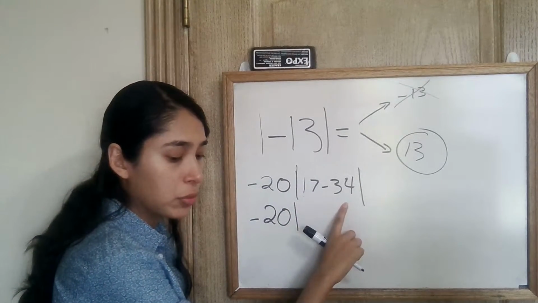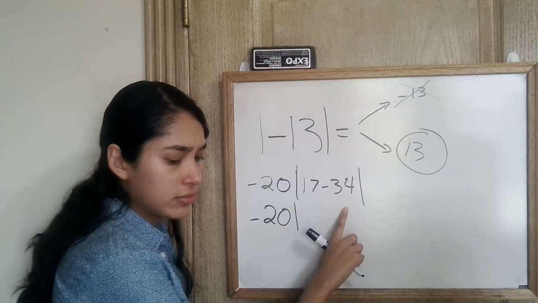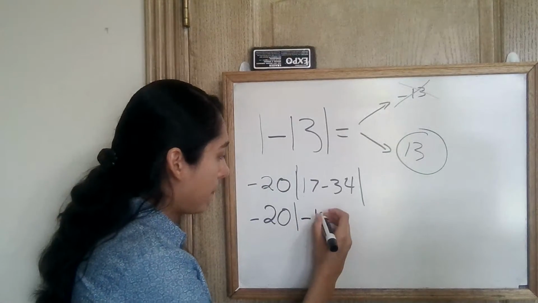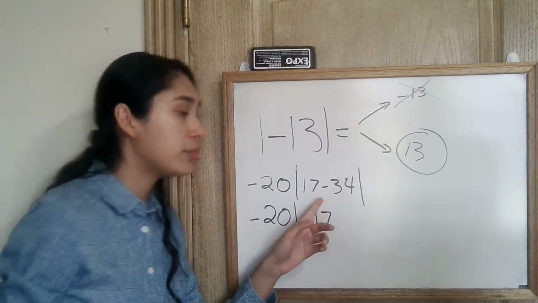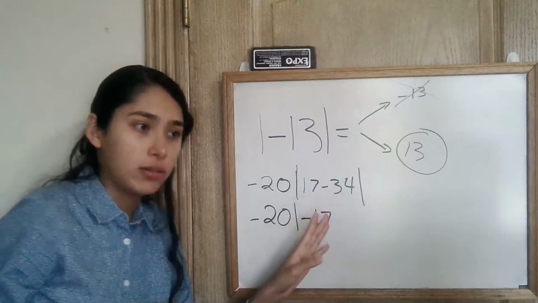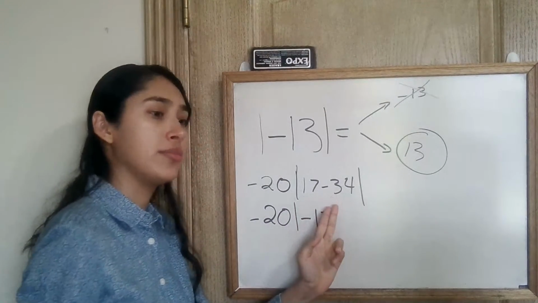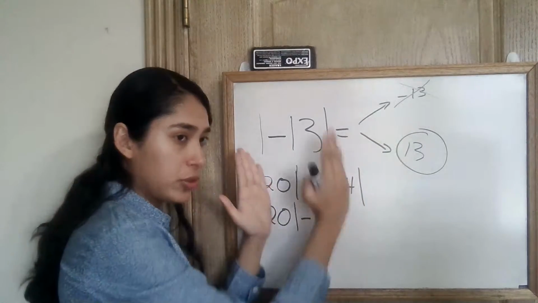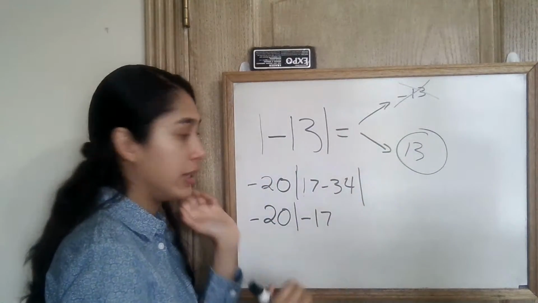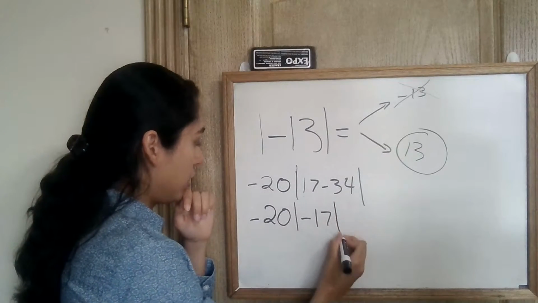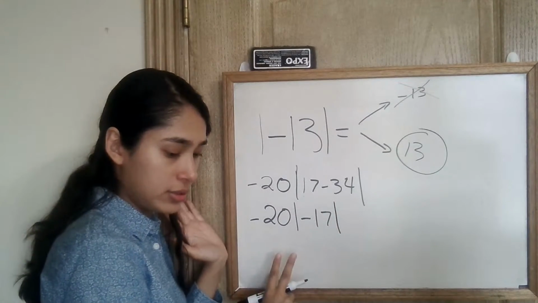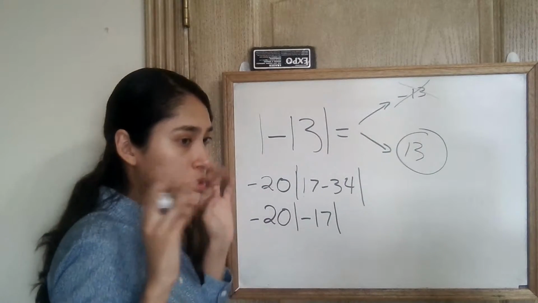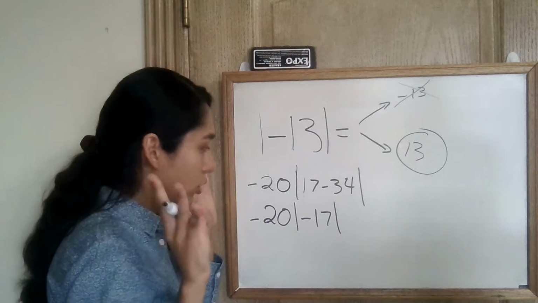17 minus 34, that's negative 17. I'm allowing this negative number to exist for now, because I'm just simplifying. I haven't really had the absolute value symbols work their magic and eliminate all negativity yet. All right? So I simplified it to this. Next, now I'm going to have the absolute value do its thing.